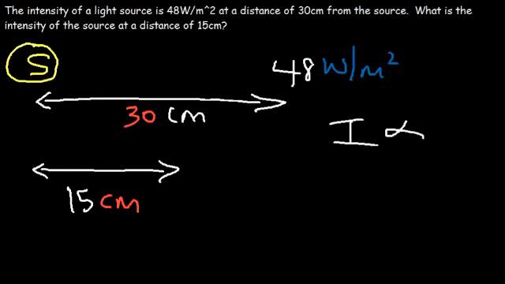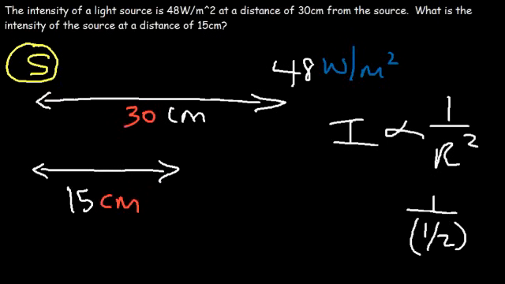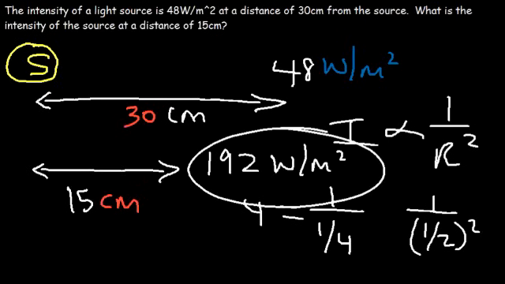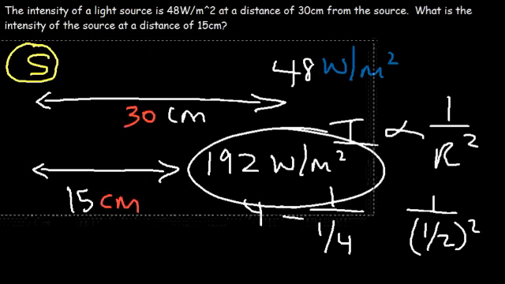So we know that the intensity is inversely related to the distance squared. So if we plug in 1/2, 1/2 squared is 1/4. 1 divided by 1/4 is 4. So it's going to increase by a factor of 4. 48 times 4 is 192. So this is the answer. But let's use the equation to get the same answer.